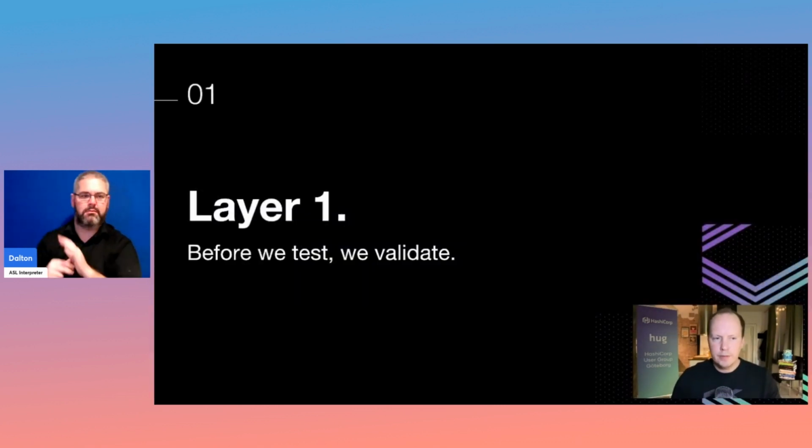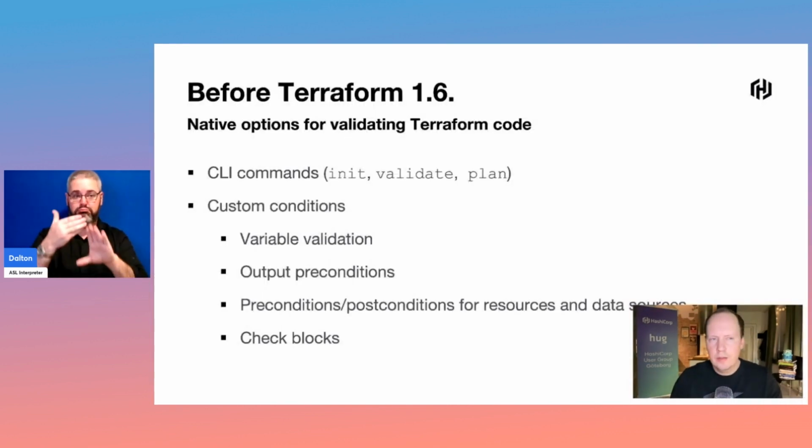All right, so that brings us to layer 1. So before we test, we validate. We had a number of options available for validation before Terraform 1.6. Mainly you can categorize them into 2 groups, CLI commands and custom conditions. The custom conditions are what I refer to as declarative validation. So we'll quickly go through these different options just to show you what they are, in case you haven't seen them before.